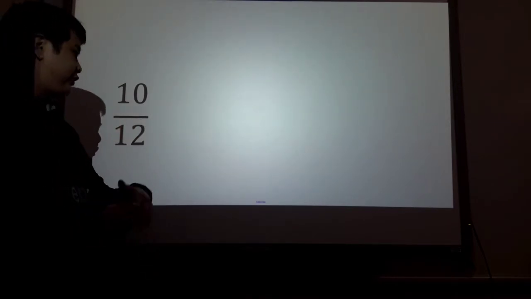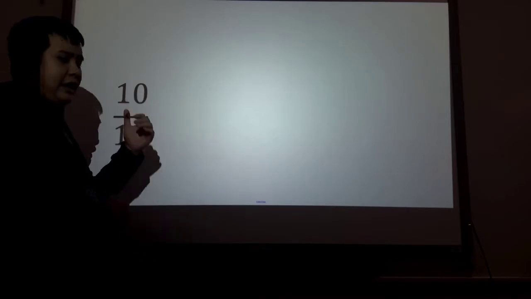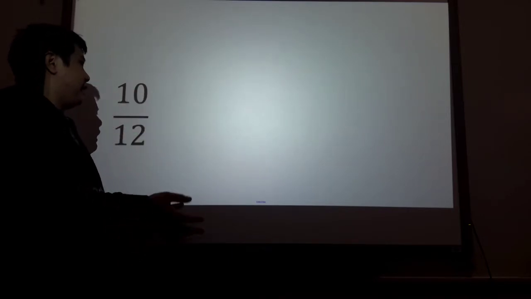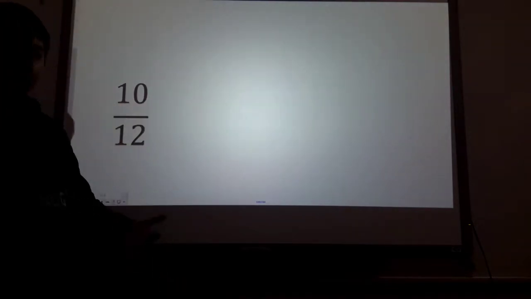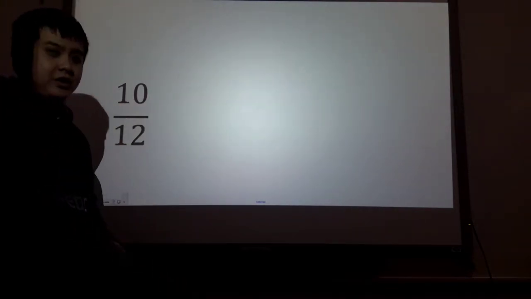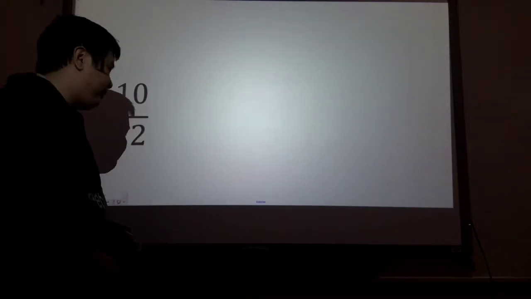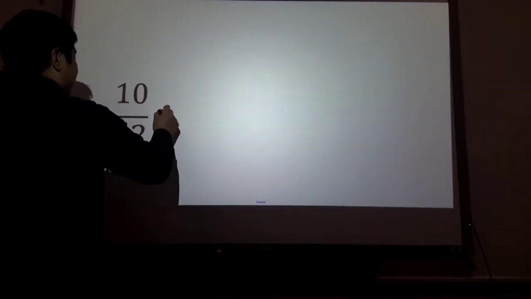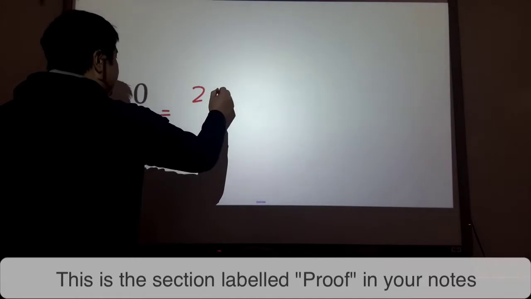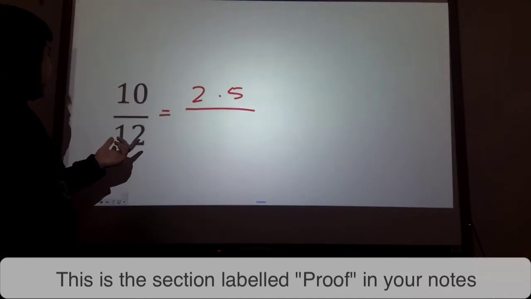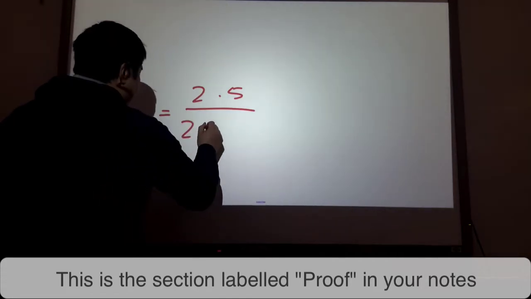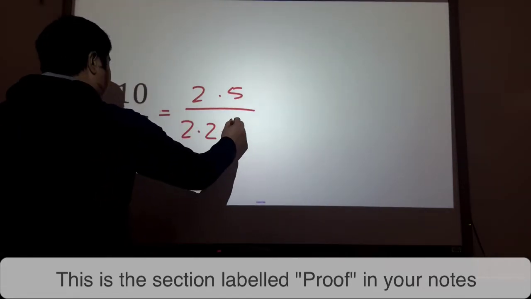And we've always been taught to find a common factor between the two and divide each number by that common factor. What we're actually doing, though, is finding the prime factorization of each one of these numbers and crossing out common factors. So, for example, the prime factorization of 10 is 2 times 5. The prime factorization of 12 is 2 times 2 times 3.